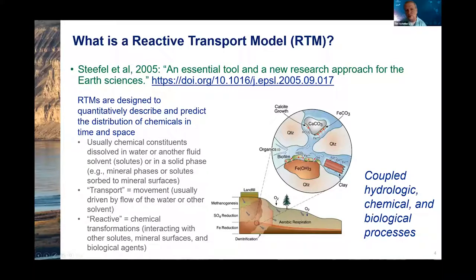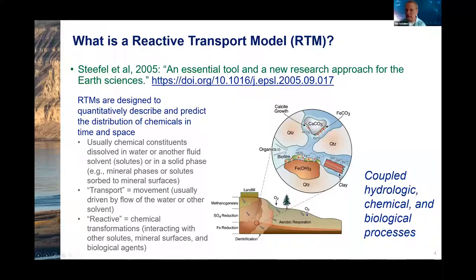And so when we talk about reactive transport, if we think about the two components of that, transport refers to the movement of these chemical substances through space, usually driven by the flow of the water or whatever other fluid solvent they're dissolved in. And then the reactive part refers to chemical transformations that occur. Those occur through interactions with other solutes that might be in the system, as well as with mineral surfaces. And importantly for this particular summer school, interactions with biological agents, particularly bacteria, but also of course other microbes, fungi, and so forth.